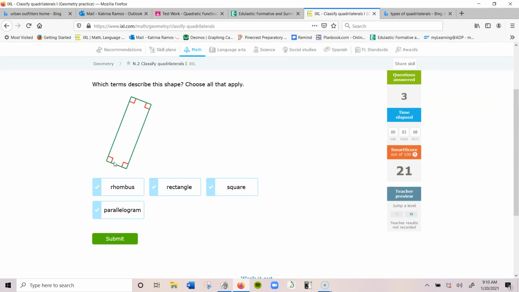This one here, it's clearly a rectangle because we know what rectangles look like. It's obviously not a square or a rhombus because all the sides are not congruent. But this would also be considered a parallelogram because all rectangles are parallelograms, since the opposite sides would be parallel.